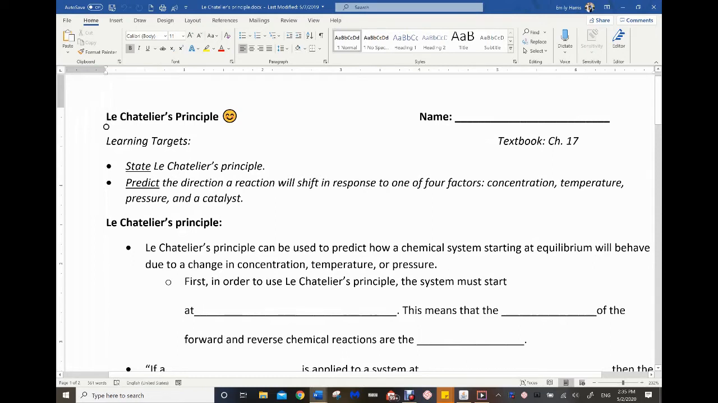Today we're going to be finishing off the last lesson of our solutions unit, unit 11, with something a little different that's called LeChatelier's principle. And this is going to take a look at reactions that occur in the solution state.